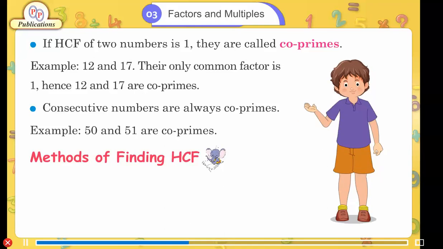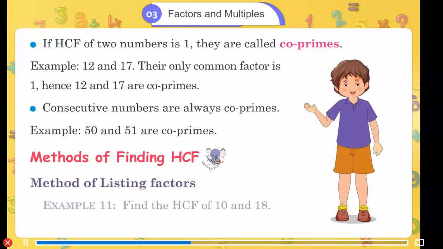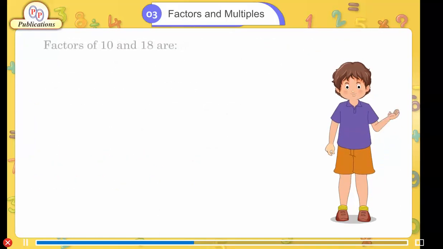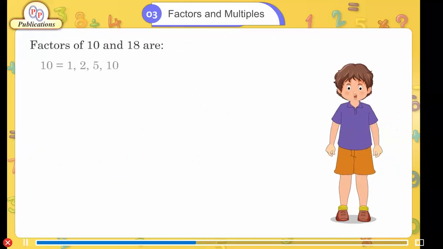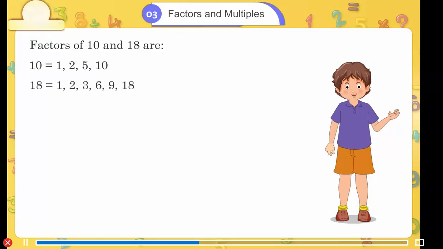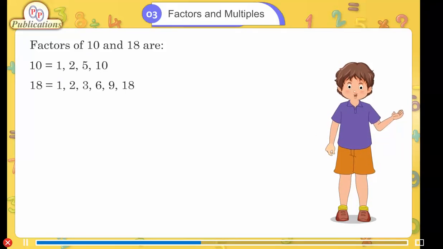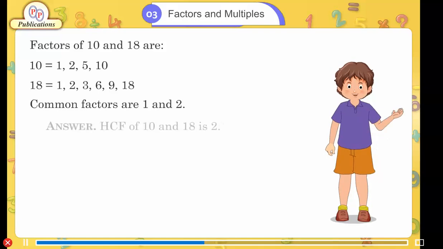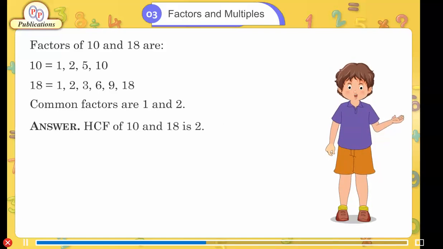Methods of finding HCF. Method of listing factors. Example 11. Find the HCF of 10 and 18. Factors of 10 and 18 are: 10 is equal to 1, 2, 5, 10. 18 is equal to 1, 2, 3, 6, 9, 18. Common factors are 1 and 2. Answer, HCF of 10 and 18 is 2.